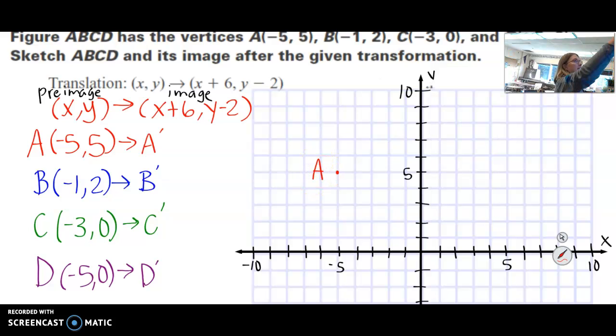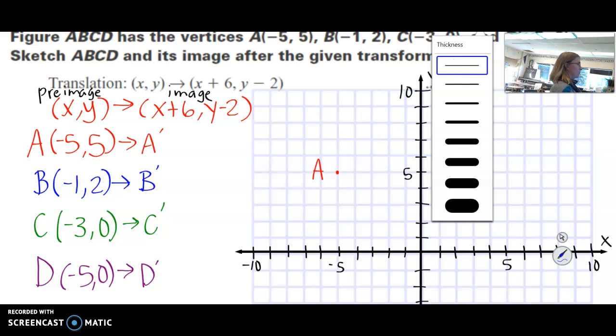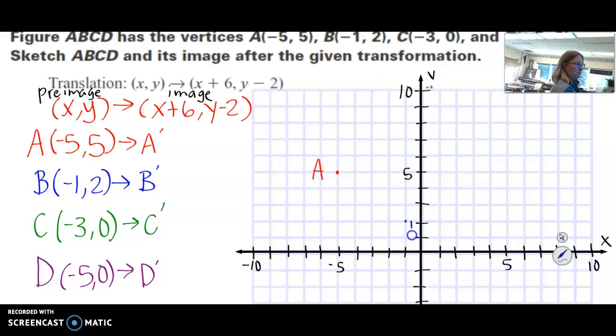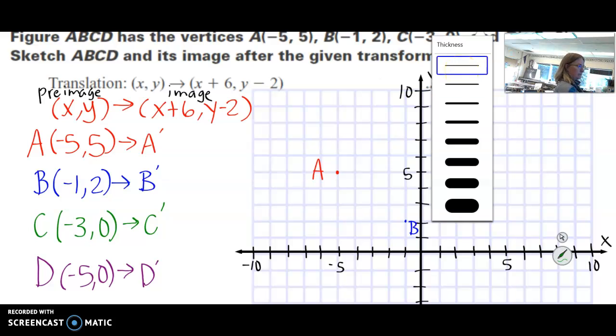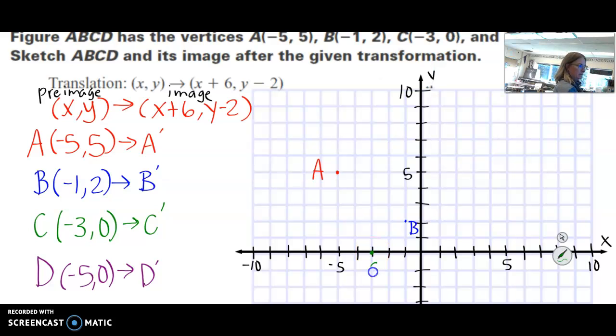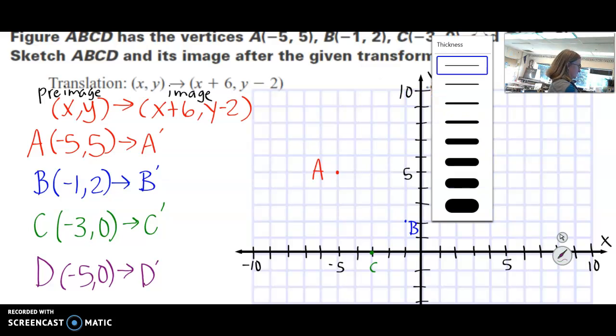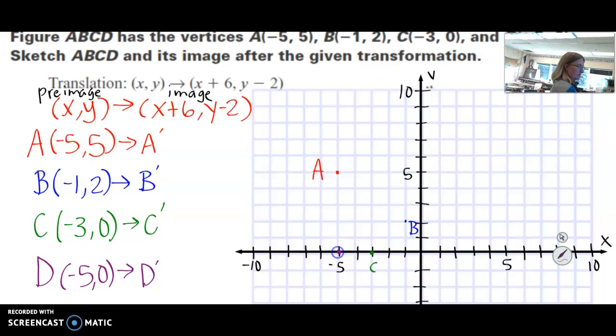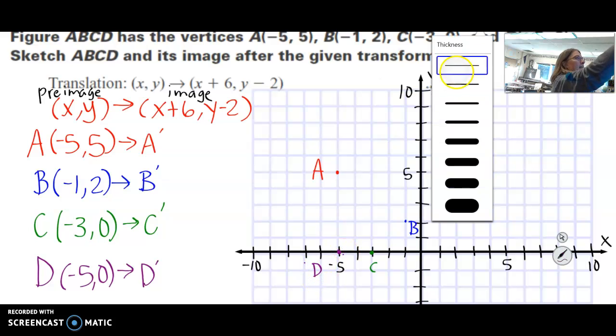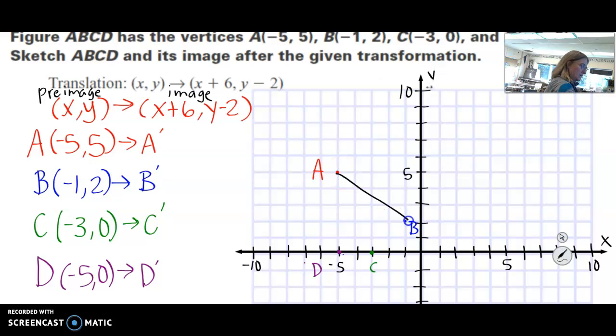And B is at -1, 2. So there's my B. C is at -3, 0. And then D, we have -5, 0. So this is D. So my figure looks like this, if I connect the dots here: A, B, C, D, and back to A again.